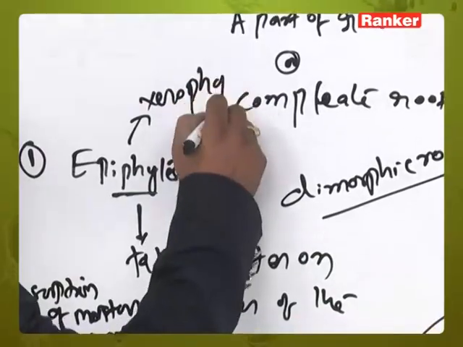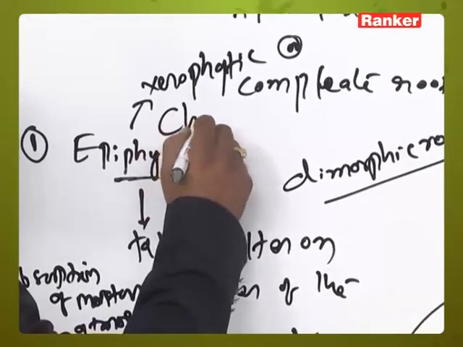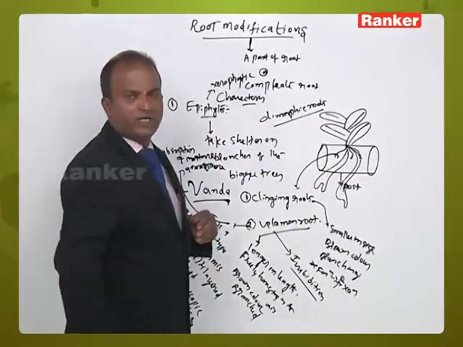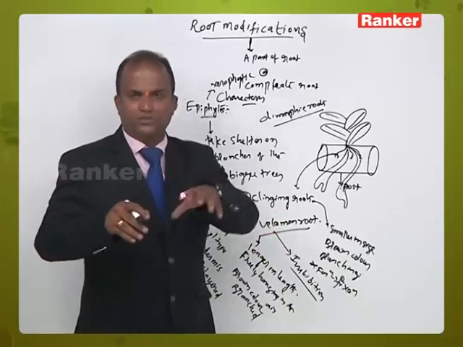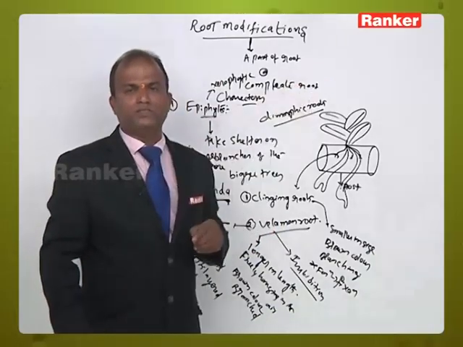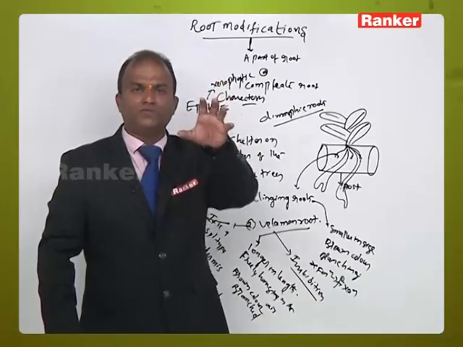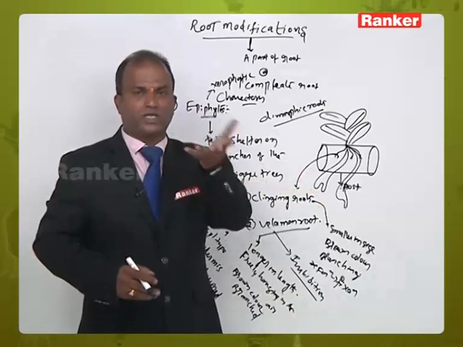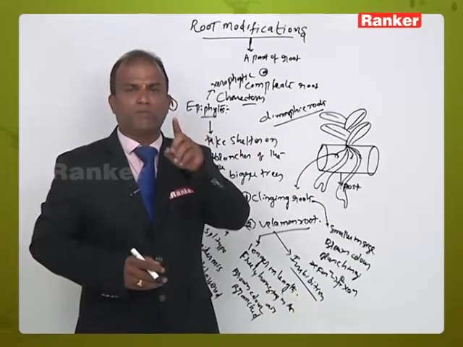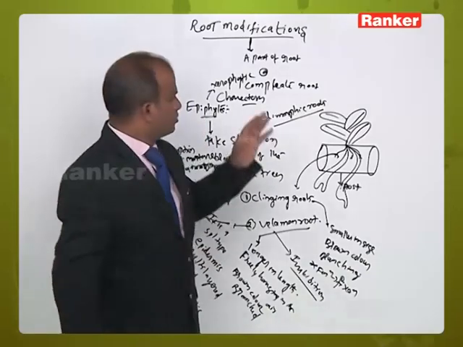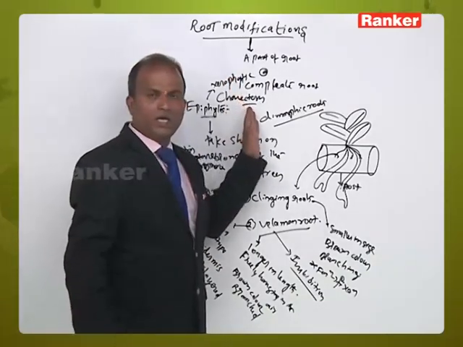They are showing which type of characters? Xerophytic characters. Why? Because they do not have direct contact with the soil. As it grows on the branches of the bigger trees, if the atmosphere contains moisture, it can absorb; if it does not contain moisture, it cannot absorb. That means it plays an important role in xerophytic adaptations. So this is about the epiphytes.